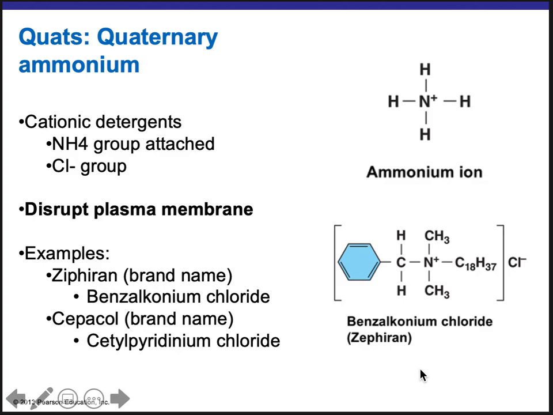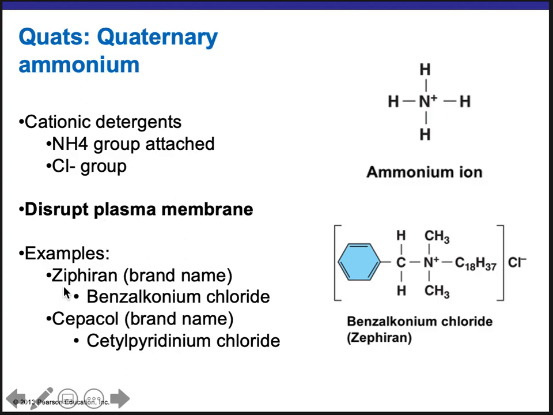Okay, so quaternary ammonium. You see here is an ammonium ion, and then you can attach onto it another molecule, and so we call these quaternary ammonium. These are positively charged ions, so cations, and they're considered detergents. You're going to see that there's an NH4 ammonium group, and you're also going to see a Cl group. So these are usually pretty good disinfectants, and they are targeting the plasma membrane.